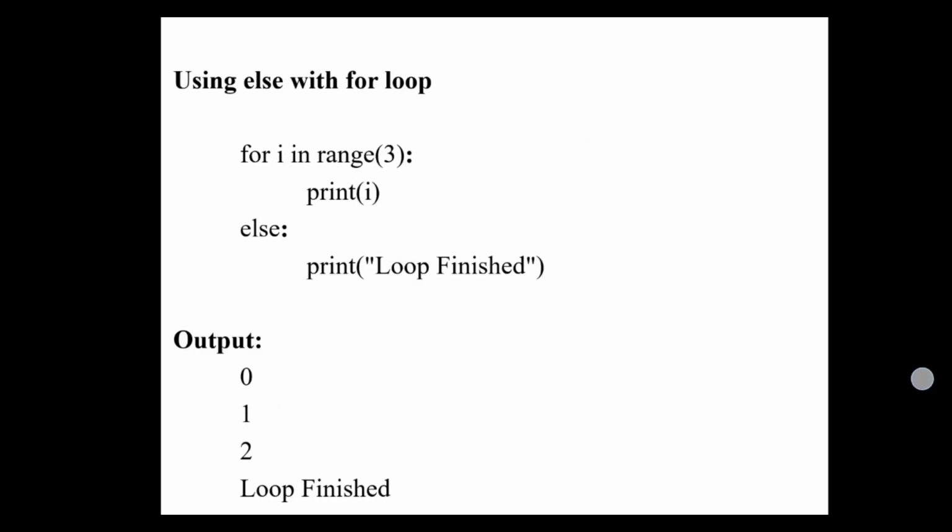Using else with for loop. For i in range(3): print(i), else: print("loop finished"). Here for i in range(3) generates numbers 0, 1, 2 and print(i) prints each number. After the loop ends without a break, the else block executes. The key point is the else part runs only if the loop finishes normally, and if the loop is interrupted with a break, the else block will not run. We will discuss its proper utility when we discuss the break statement.